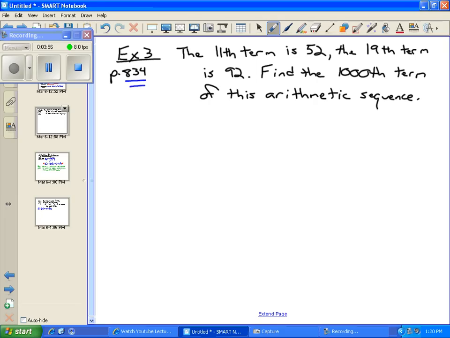In this problem it says the 11th term is 52 and the 19th term is 92. We want to find the 1000th term in this arithmetic sequence. See how it tells us we have an arithmetic sequence? Automatically I know I'm going to use the formula that was given on the last slide. Let me write it here again for you guys.